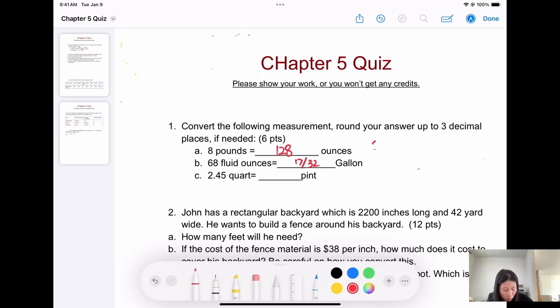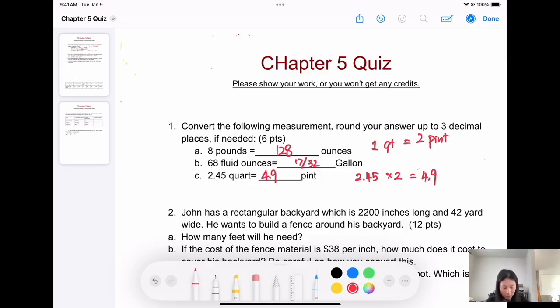So 1 quart equals 2 pints, right? So pint is a smaller unit and quart is a bigger unit. From a bigger unit converting to a smaller unit, we use multiplication, right? So I have 2.5 quarts times the conversion, which is times 2, which is equal to 4.9.